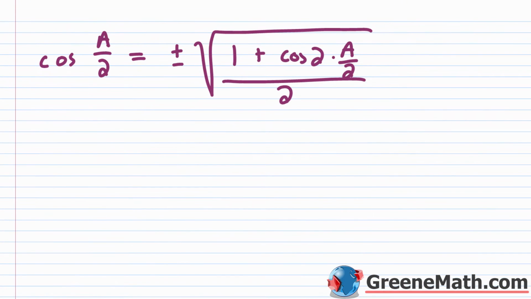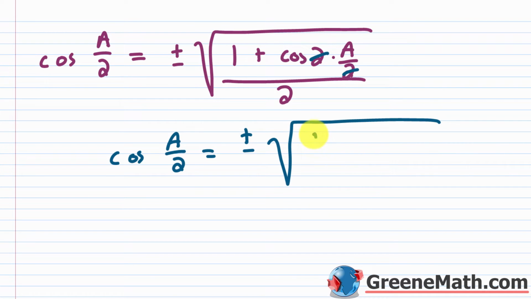Now this is going to simplify. This 2 divided by this 2 would be 1. So you arrive at the formula. The cosine of a over 2 is equal to plus or minus the square root of (1 plus the cosine of a) over 2.